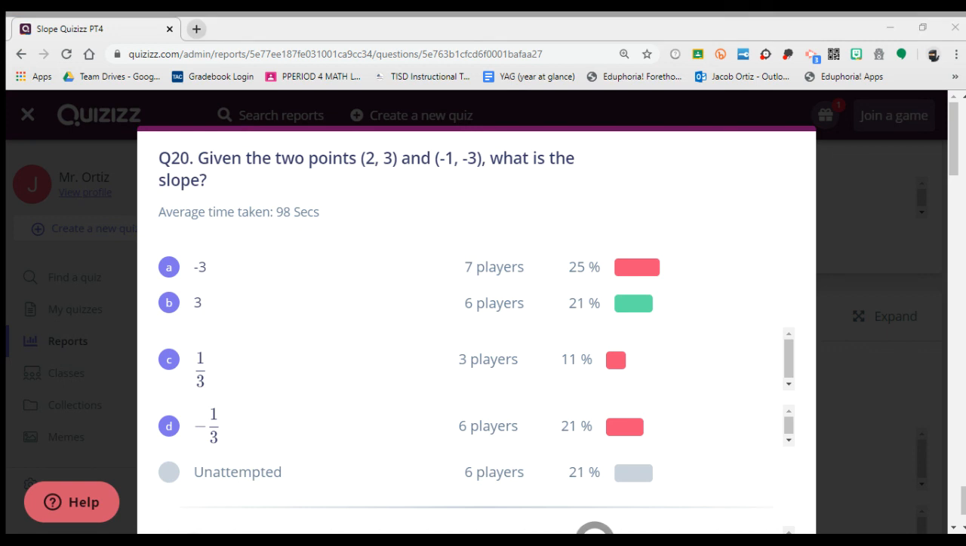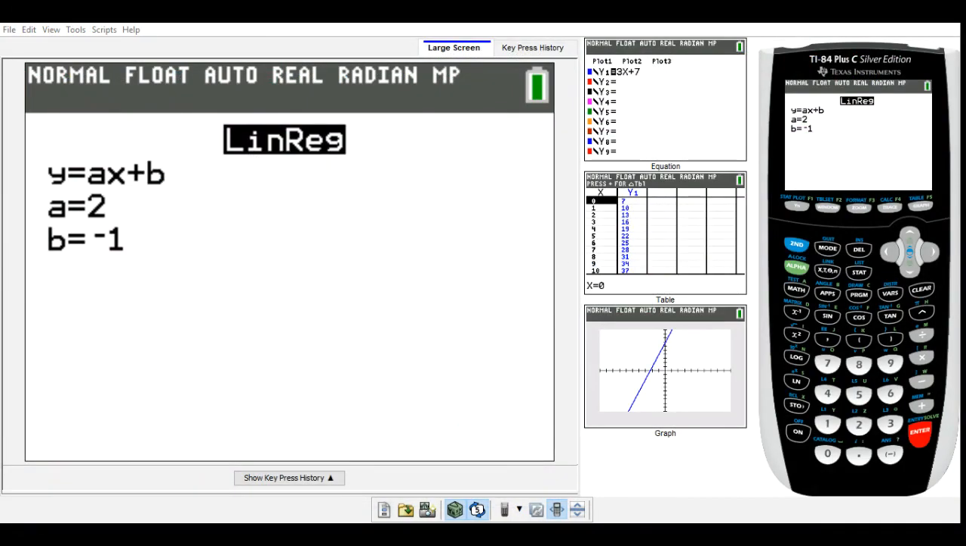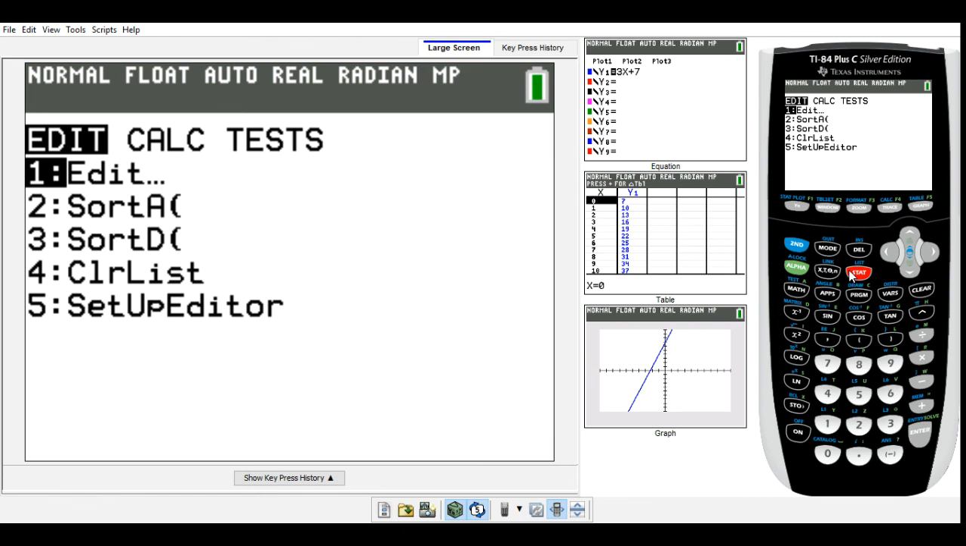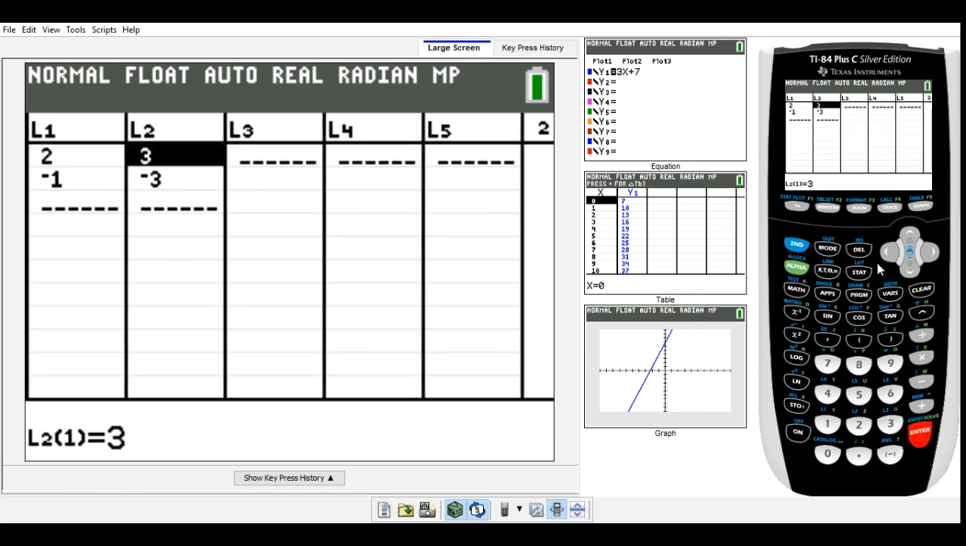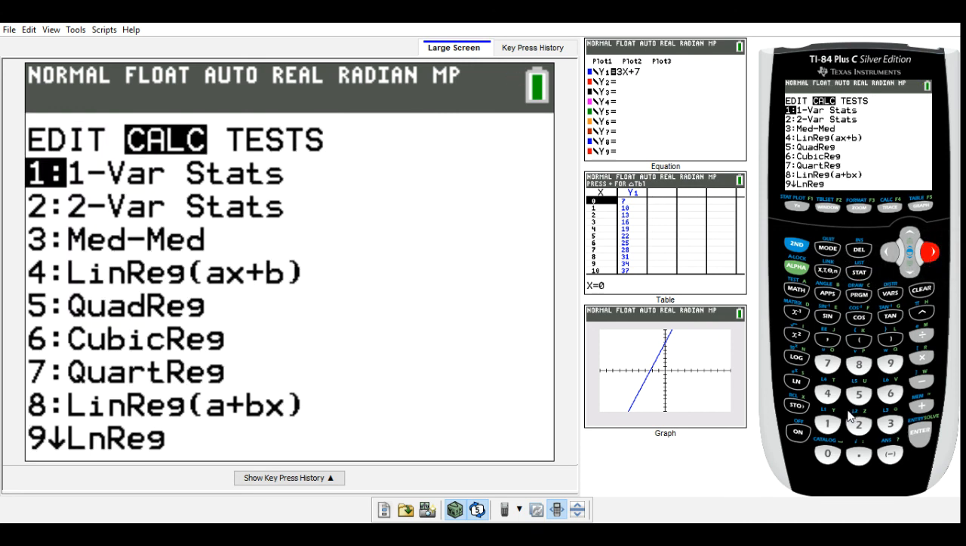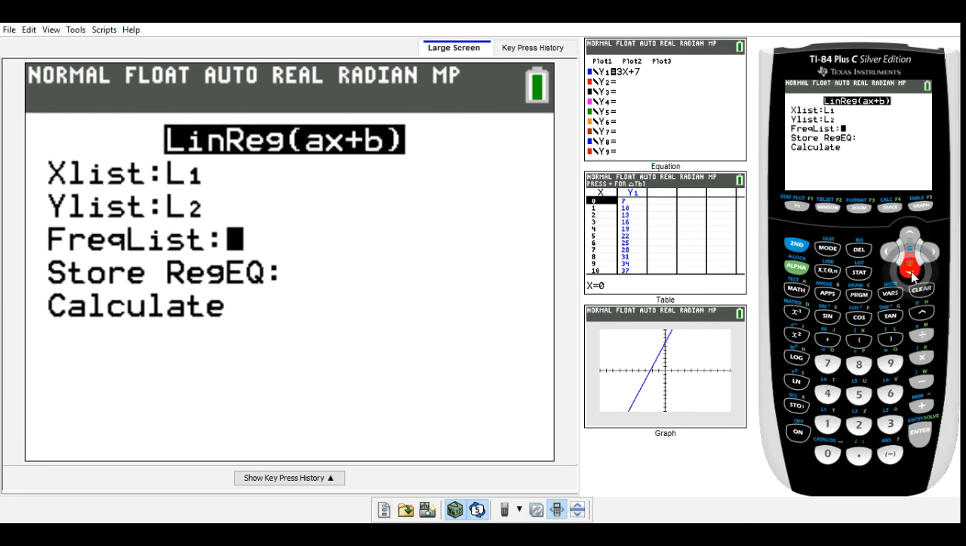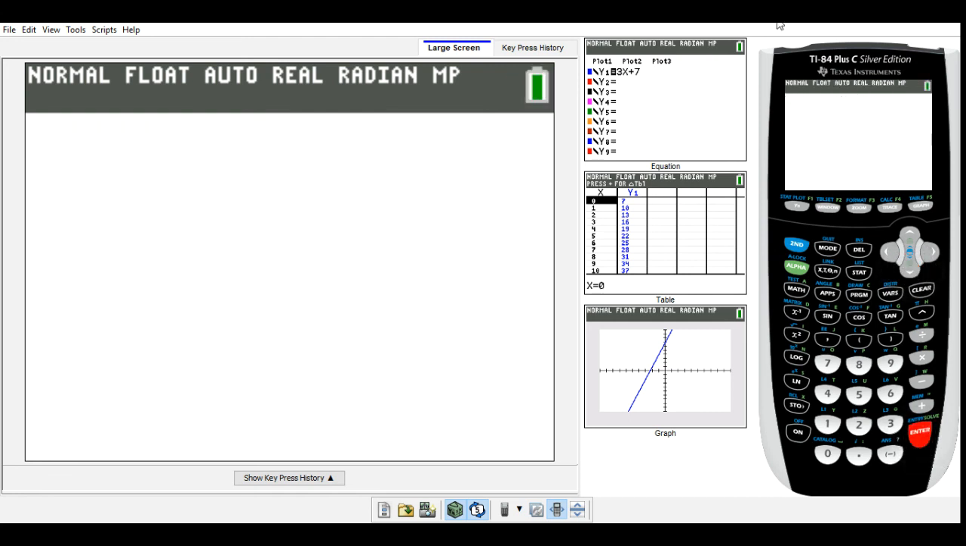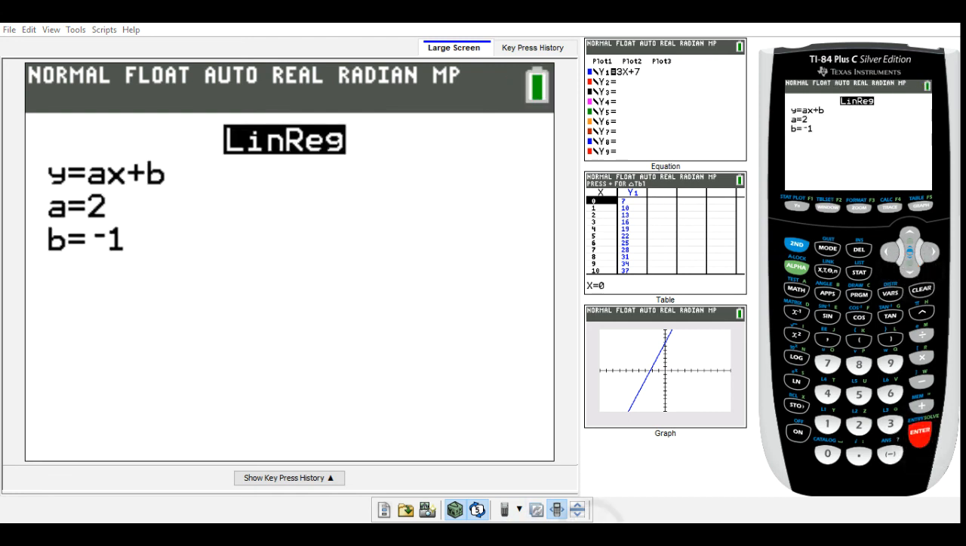No, I didn't make a mistake. I typed all this in, you didn't see it, sorry. I typed it in, hit enter, 2, 3, -1, -3. I went over to stat, went down to LinReg to calculate, and your slope should be positive 2. So if you're wondering what in the world, this is wrong on the quizzes, so I'll send out a reminder about that. You should have got positive 2.